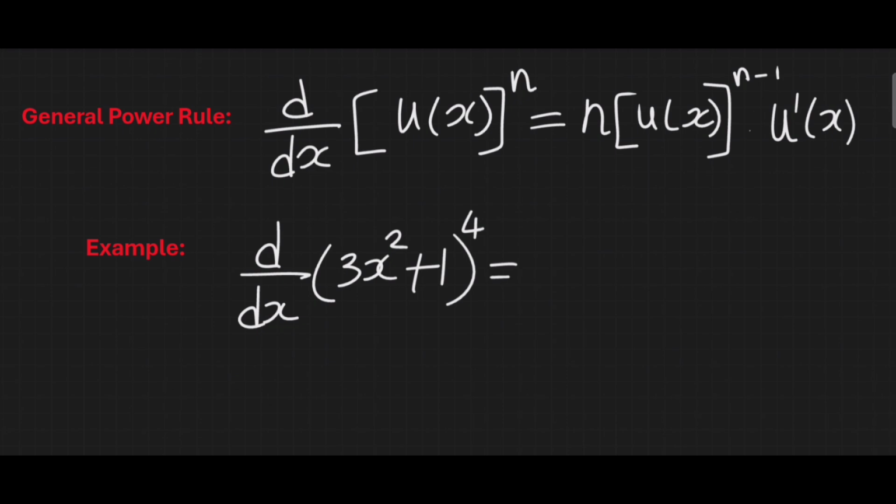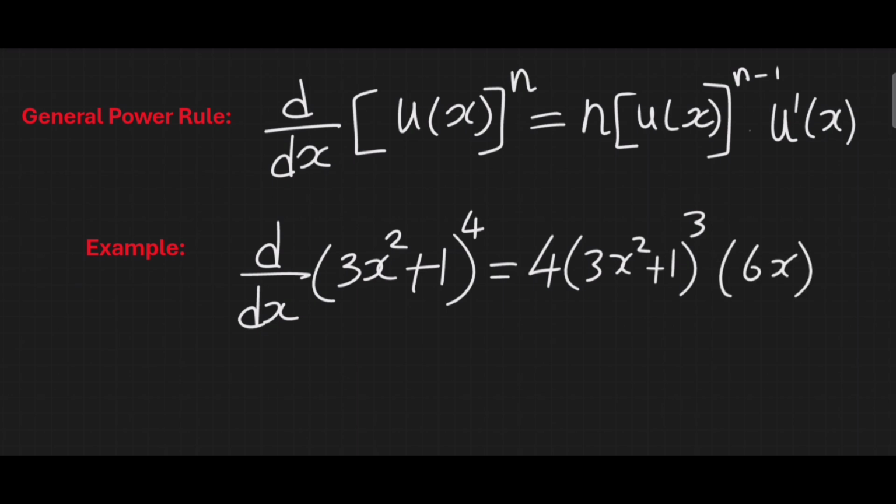For example, we have d by dx of 3x square plus 1 the whole power of 4. Bring the 4 down. Subtract 1 from the exponent, that is 3x square plus 1 the whole cube. Then multiplied by the derivative of the inside, that is derivative of 3x square is 6x. So those are the basic rules and formulas of differential calculus.